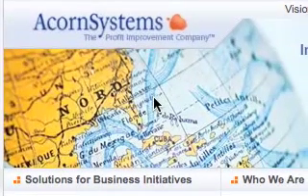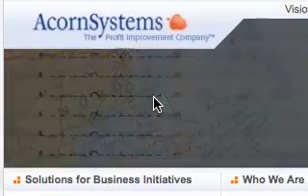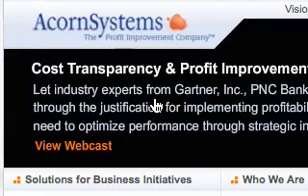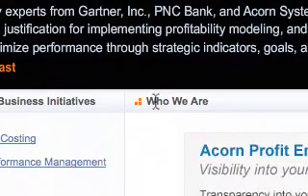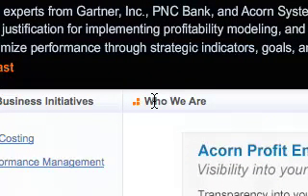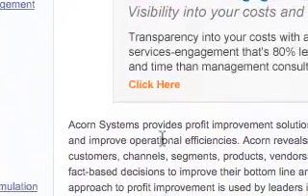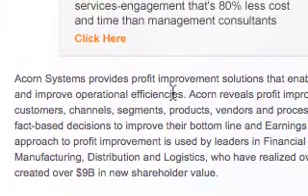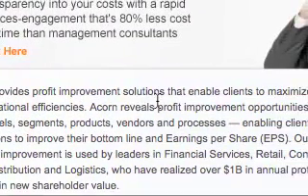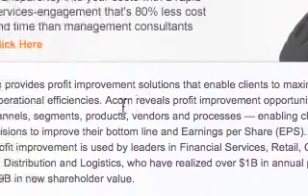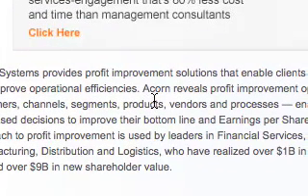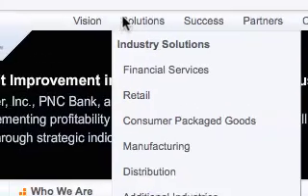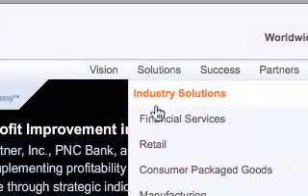And we see that we got the Acorn Systems website here. Acorn Systems, the profit improvement company, solution for business initiatives, who we are. First thing I would do is try to identify whether or not they're a software company. So I'd go to this page here. Acorn provides profit improvement solutions that enable clients to maximize revenue, minimize costs, and improve operational efficiencies. Well, it sounds like a software company. Let's go to the solutions page and see what they have here.